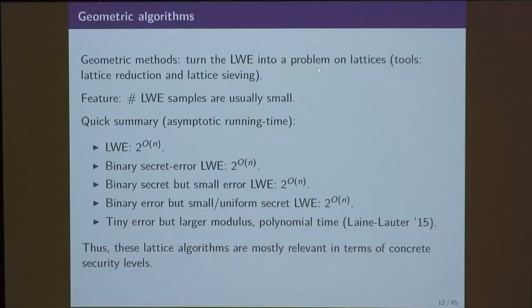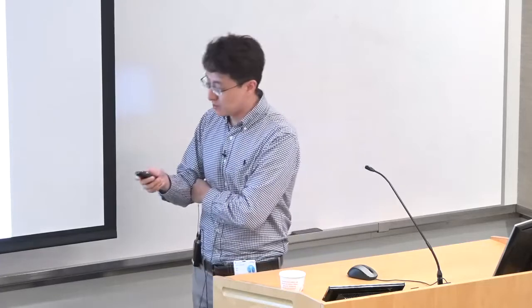They turn the LWE problem into a problem on lattices, and then solve it either using a lattice reduction algorithm or a lattice sieving algorithm. So the main feature is that in this type of geometric algorithm, the LWE samples required are usually small. So if the number of LWE samples is restricted, some of the previous algorithms, like the combinatoric algorithm, do not usually work very well. And in this case, it is the lattice algorithm which usually works better.